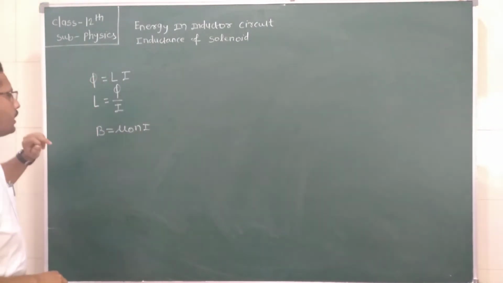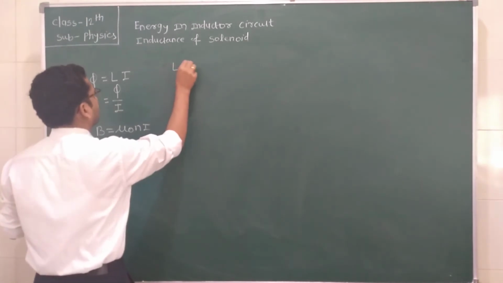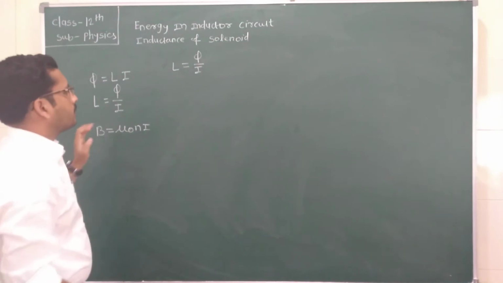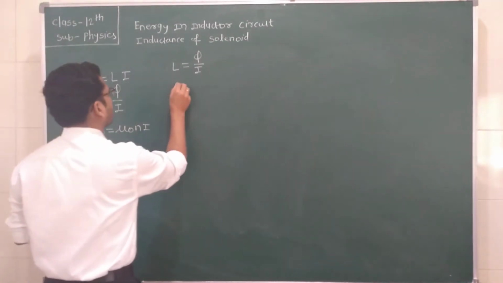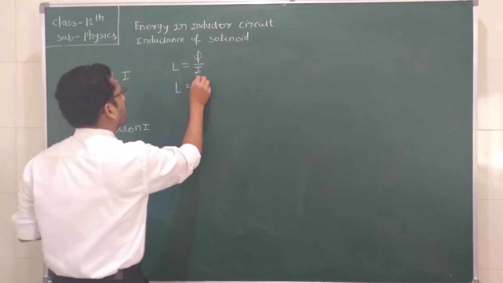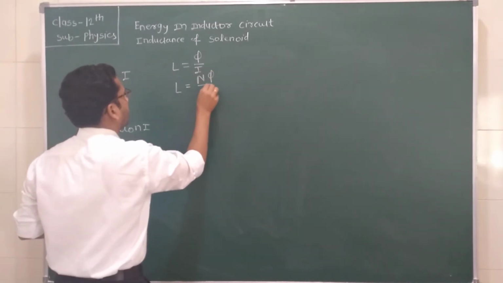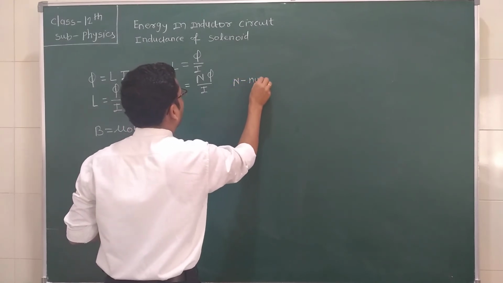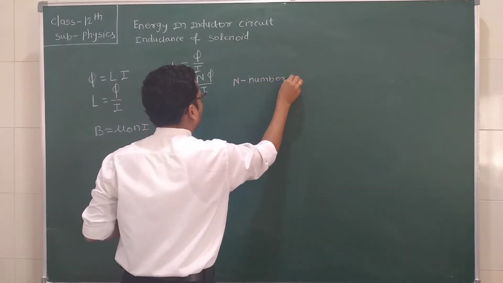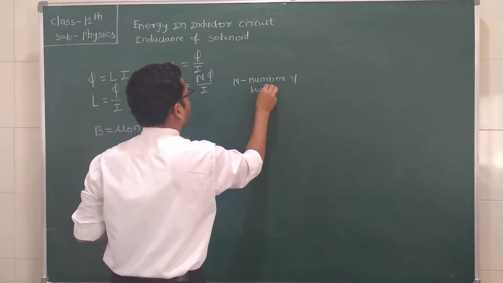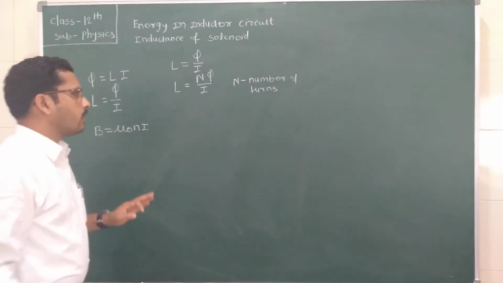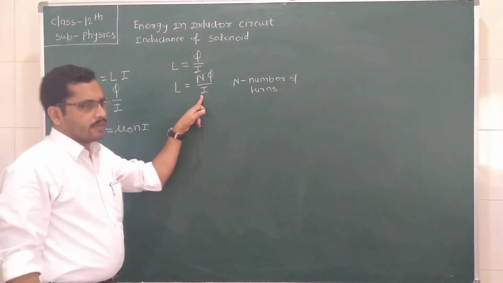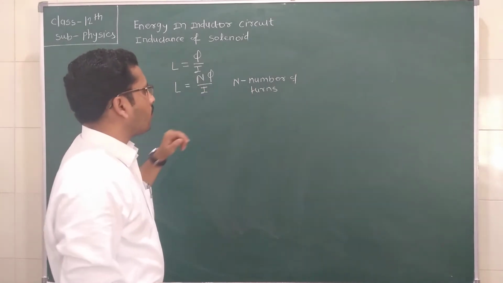Now we know that the inductance L is equal to phi divided by I. But for a solenoid we are considering L is equal to N phi by I. What is capital N? This capital N is the number of turns in the solenoid. So L is equal to N phi divided by I, where N is the number of turns.